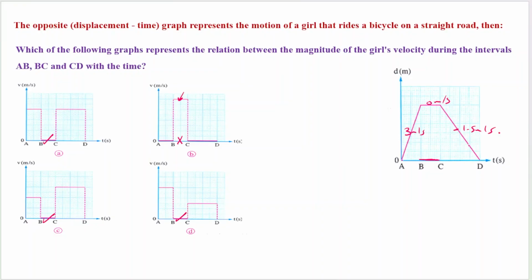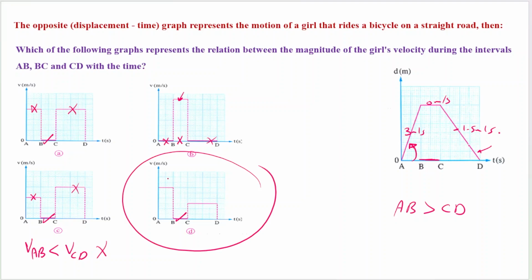And the velocity during AB should be faster than that during CD, because this line has a higher slope than this one. So this is rejected because they have the same velocity. This is rejected from the beginning. This is also rejected because this means that the velocity of the girl at AB is less than that during CD, which is completely wrong. But this is acceptable because the velocity of the girl during AB is higher than that through CD.